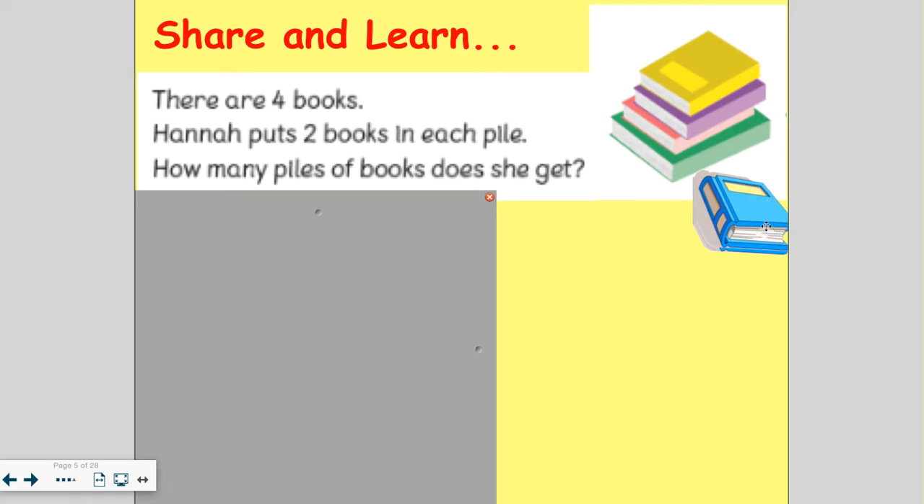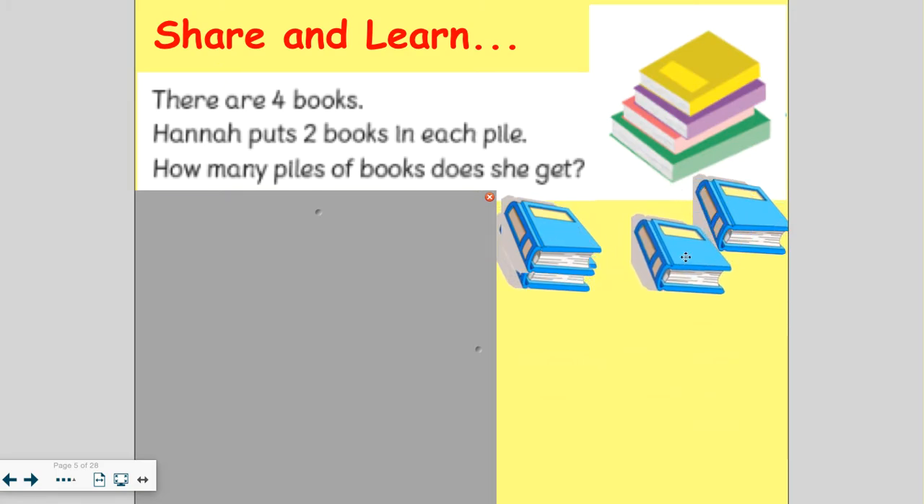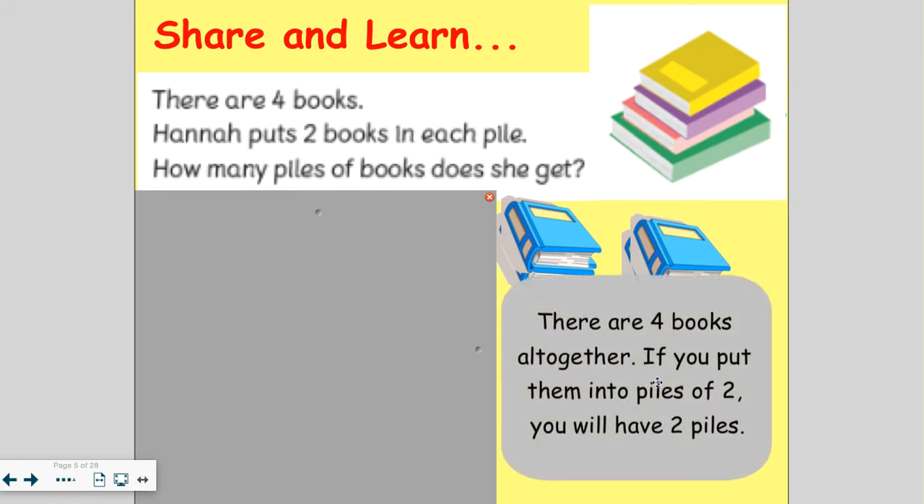So I've got 4 books. I'm going to make piles of 2. 1, 2. That's one pile of 2. 1, 2. I have another pile of 2. I've used up all of my 4 books. I have 2 piles. Did you have 2 piles at home? So Hannah can make 2 piles of books.